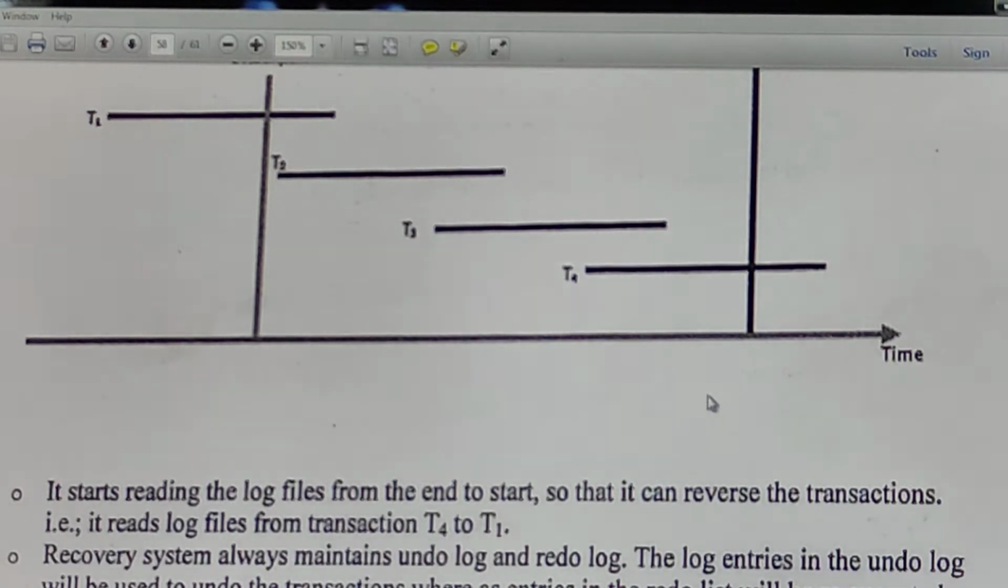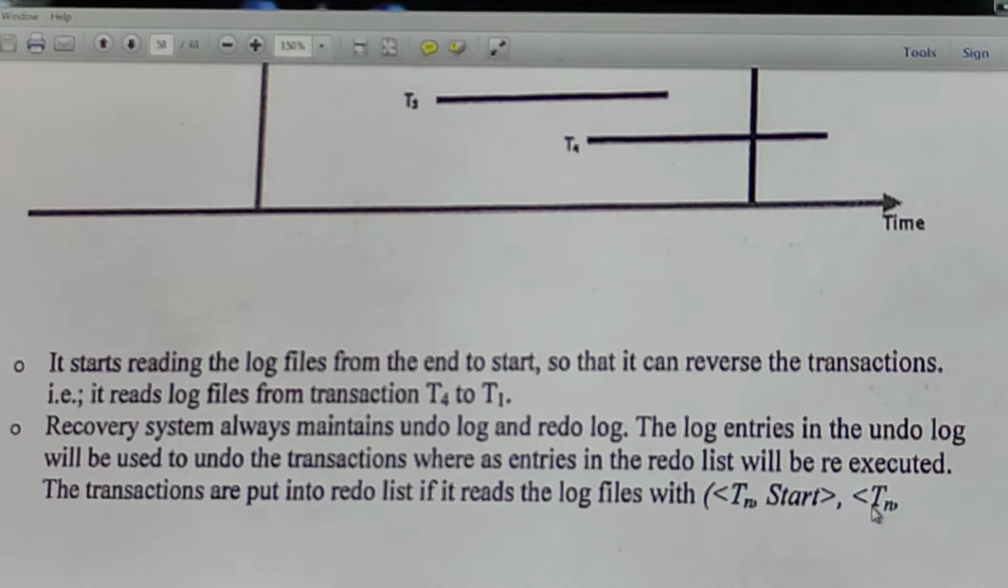So the recovery system will maintain the undo log and the redo log, or you can say the undo list and the redo list. The log entries in the undo log will be used to undo the transaction, whereas the redo list will help us to redo the transactions.